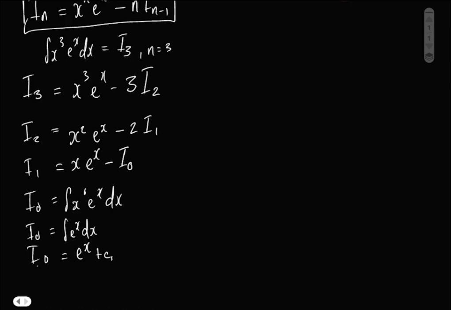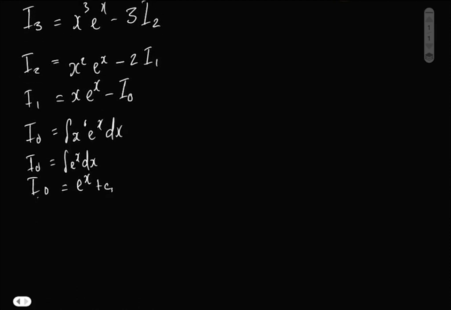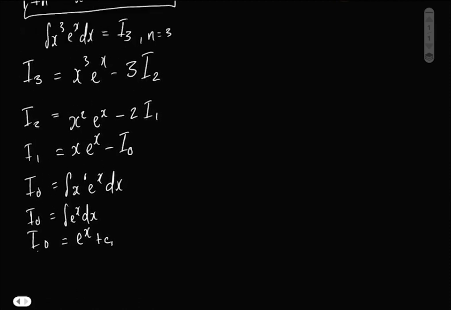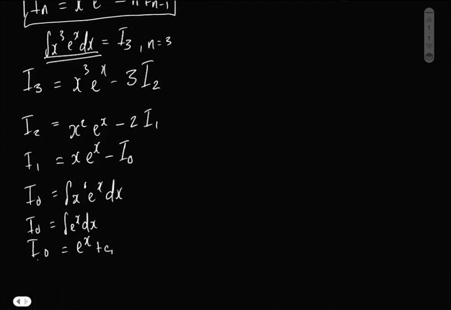Constant minus constant is still constant, so it doesn't matter. But anyway, you can put it for those that want to. And now we can write down what they wanted. They wanted this, which was our I3. They wanted this guy, so let's put him.